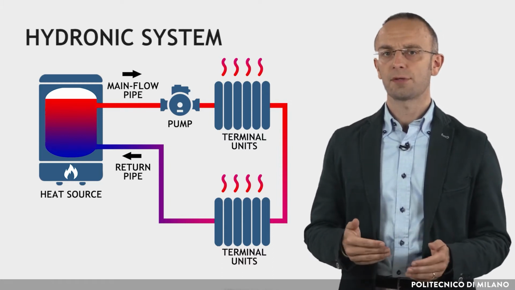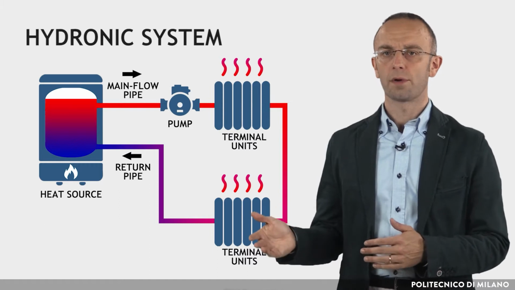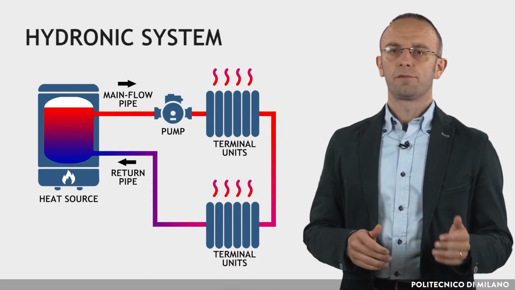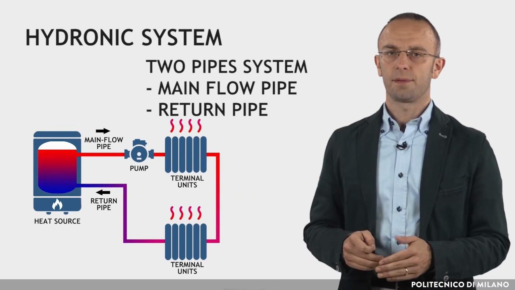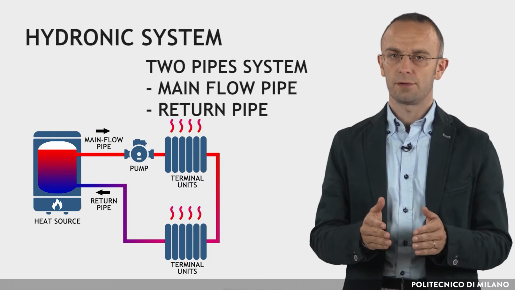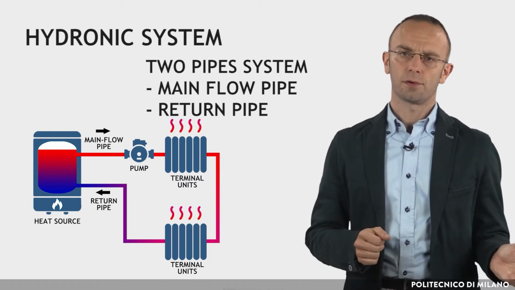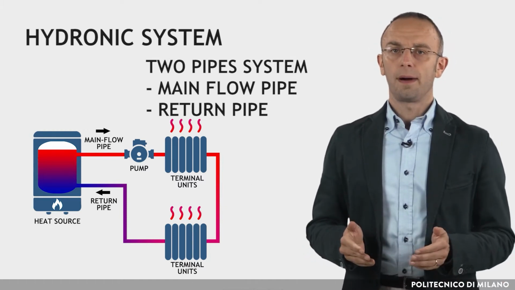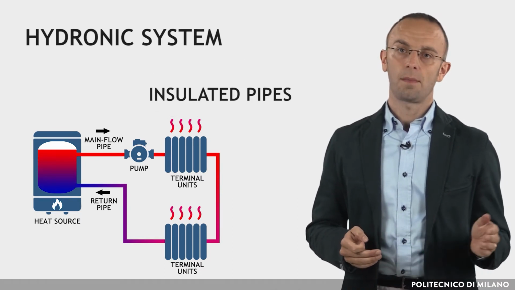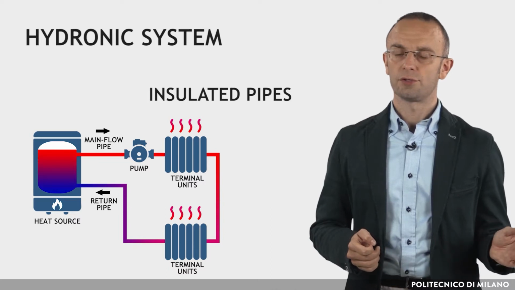Pipes and pumps must be provided to distribute cooled water from the generator to the terminal units. The basic configuration is a two-pipe system: a main flow pipe in which water flows from the generator to the terminal units, and a return pipe. Water pipes in the distribution subsystem must be insulated to minimize thermal losses and avoid condensation.